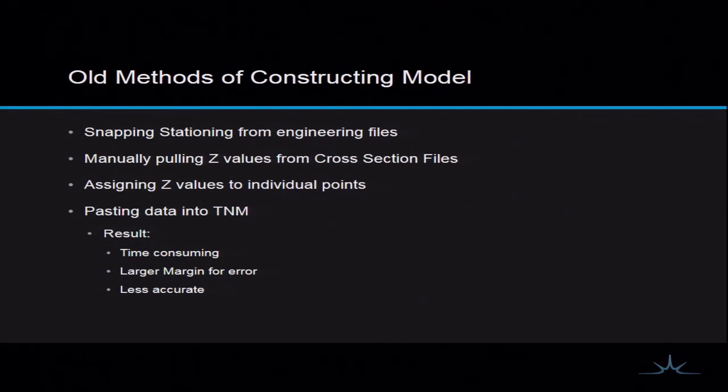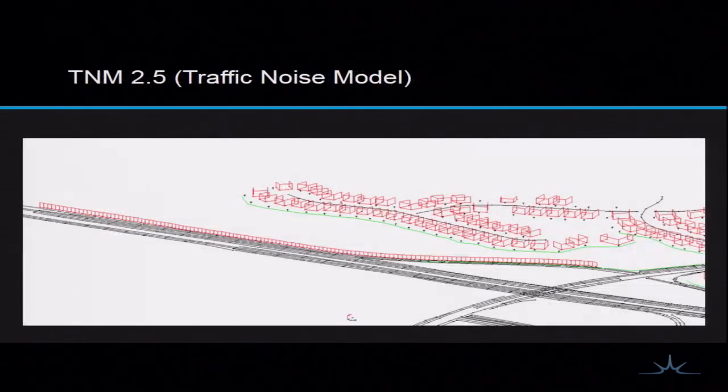Before all of this started and we started using GIS, there were somewhat dated methods of constructing these. People would snap lines to stationing, and there would be a lot of back and forth. We would have to read through different cross-section files and manually jot down information for the elevations of the roadways and so on. Then we would physically draw this in the program you see here, and manually enter all of the X, Y, Z's into this program.